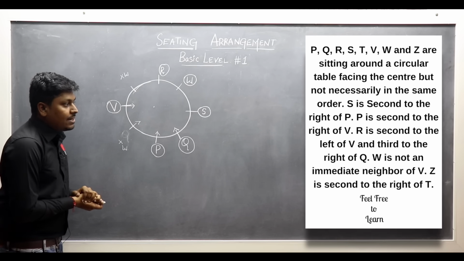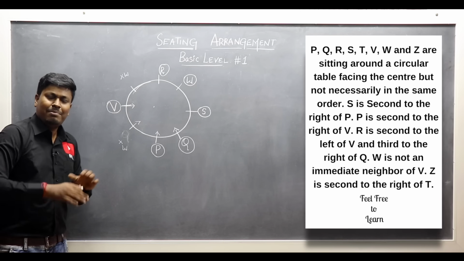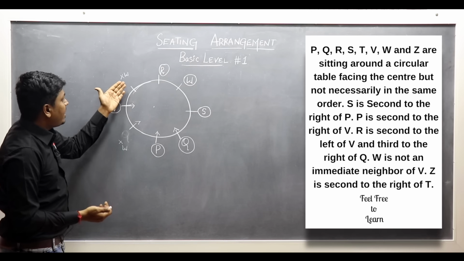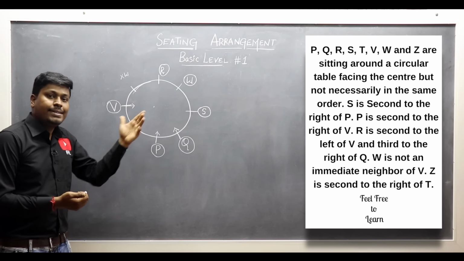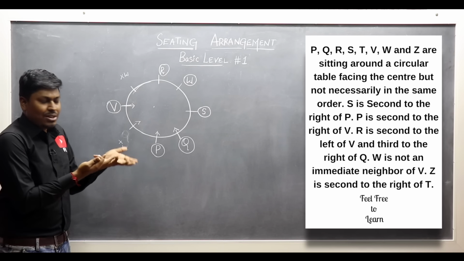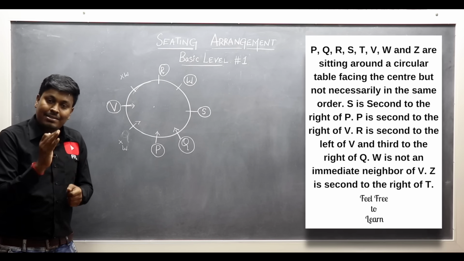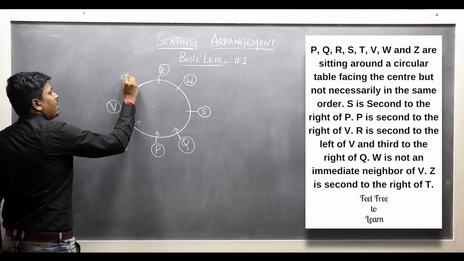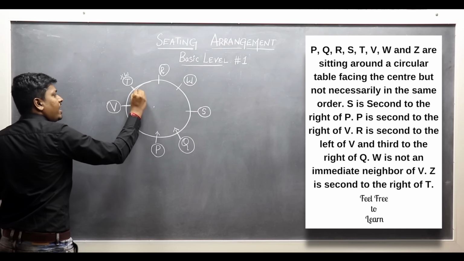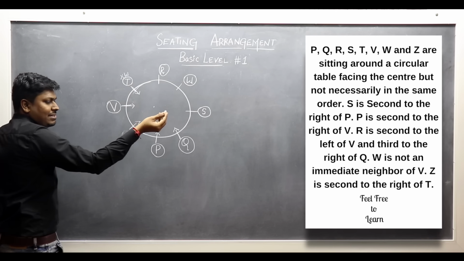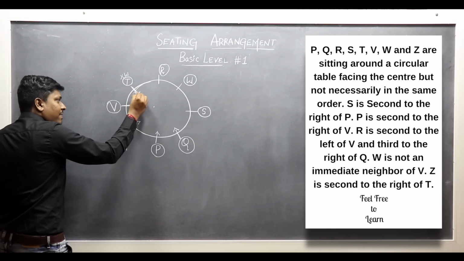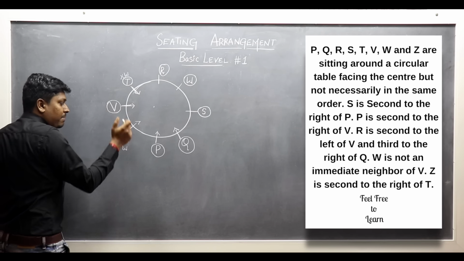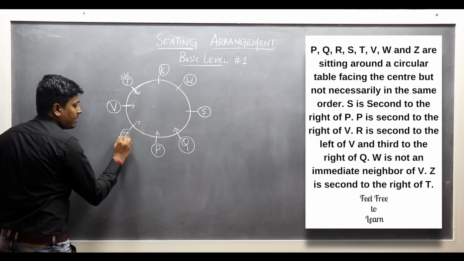Last point. Z is second to right of T. So remember that T's right hand side, at the second place, should be Z. We already know that only 2 places are remaining, and the last point is clear. T's right hand side at the second place should be Z. So I should fix T here, no other way is possible. If I fix T here, we already know that all the persons are facing the center, so T's right hand side will be this side, and at the second place on T's right is Z. So I should fix Z here.